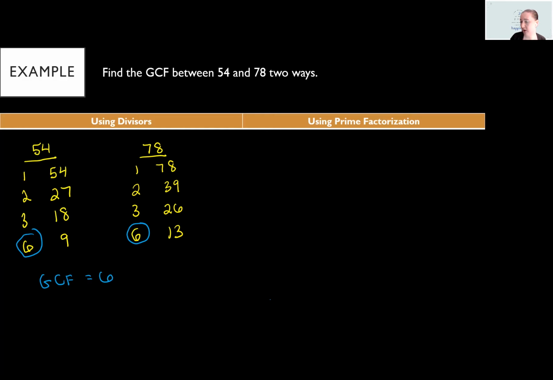So now let's use prime factorization to show what you would do there. So we'll start with 54, which is 9 times 6. 9 is 3 times 3. And then 6 is 2 times 3. And then 78, which, well, I don't know off the top of my head, so I just grab it from my list that I already made.